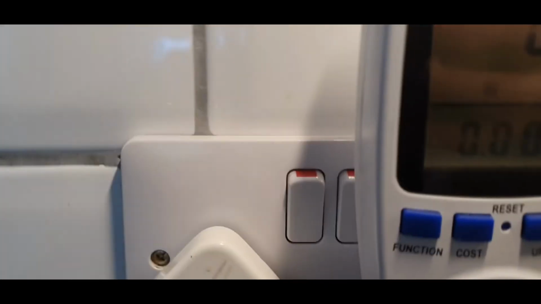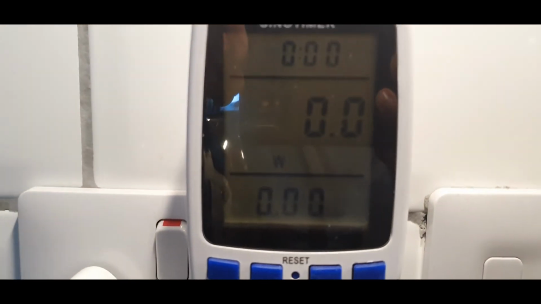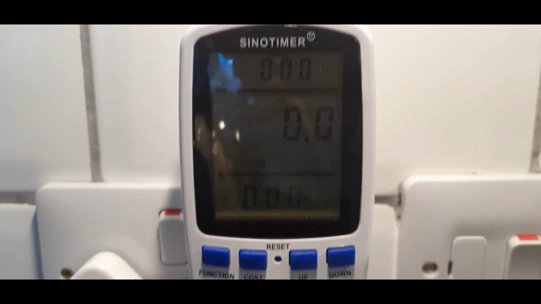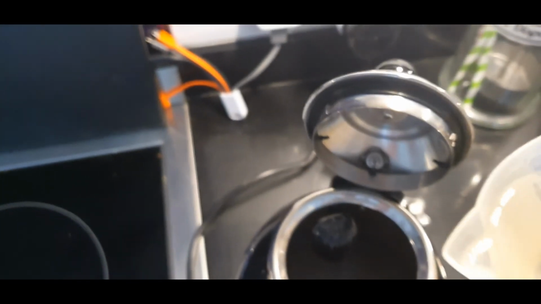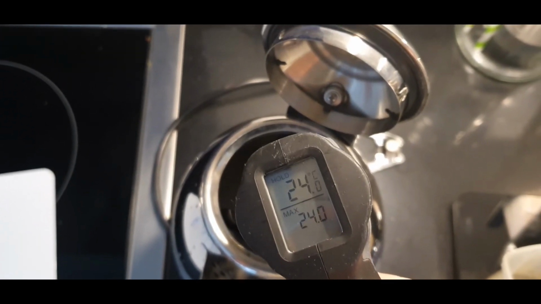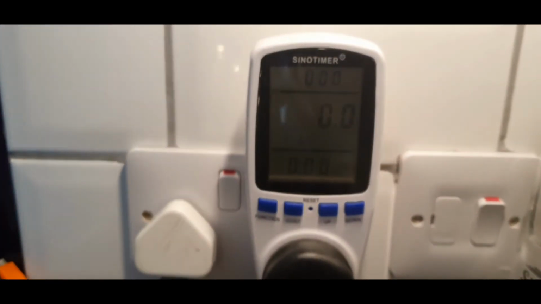I have a kettle. The kettle is plugged into this thing, which is a power meter, and the power meter tells you how much electricity you're using at home. So what I'm going to do is pour the water into the kettle. I'm going to take the starting temperature: 24.0 degrees. 24 degrees.